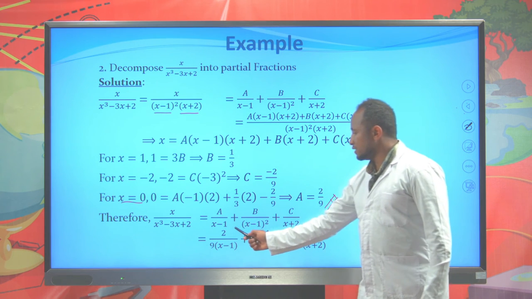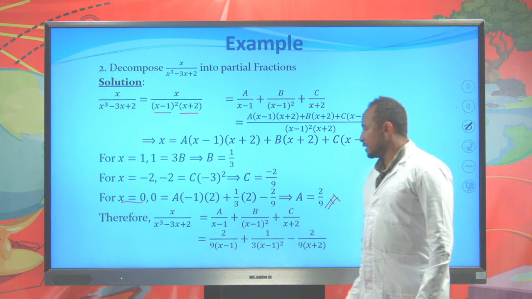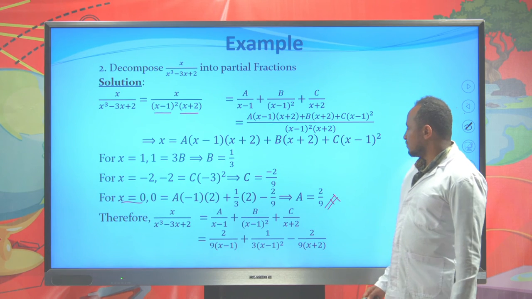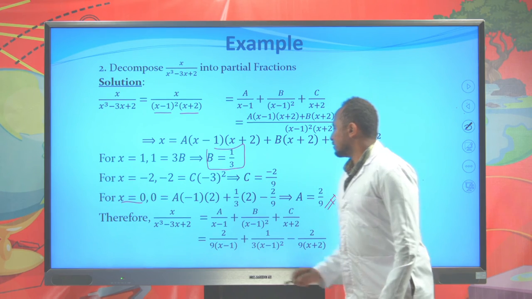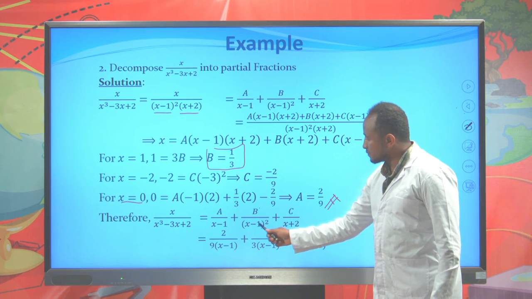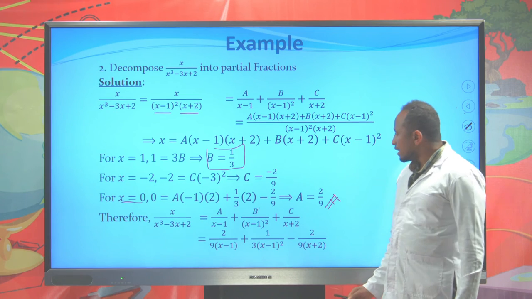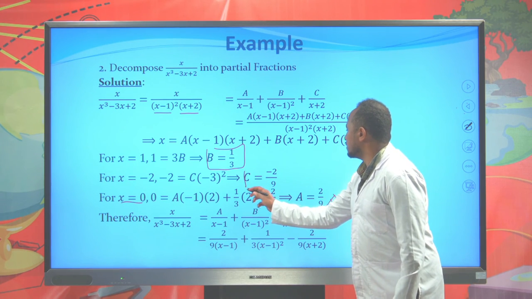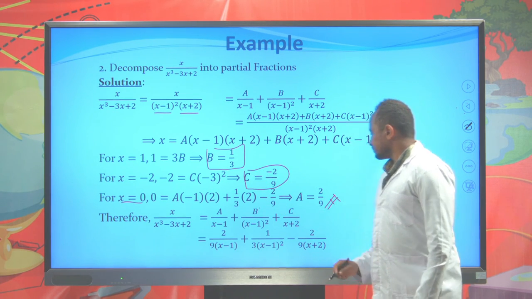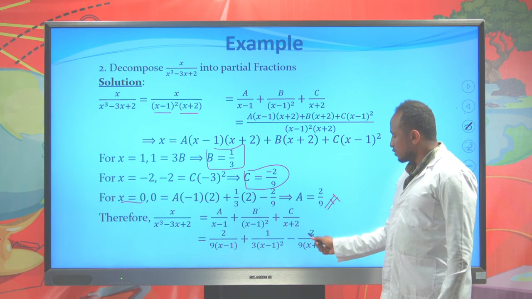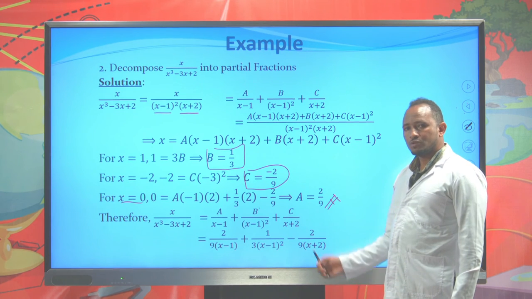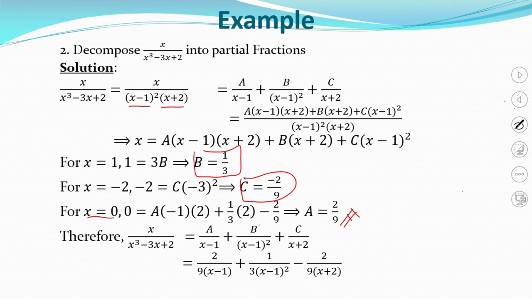We have found the value of a, it is 2 over 9, therefore it is 2 over 9 times x minus 1, plus the value of b, which is 1 over 3, therefore here you put 1 over 3 times x minus 1 squared, and then we have the value of c also, therefore minus 2 over 9 times x plus 2. So that is the decomposition of the rational expression x over x cubed minus 3x plus 2.